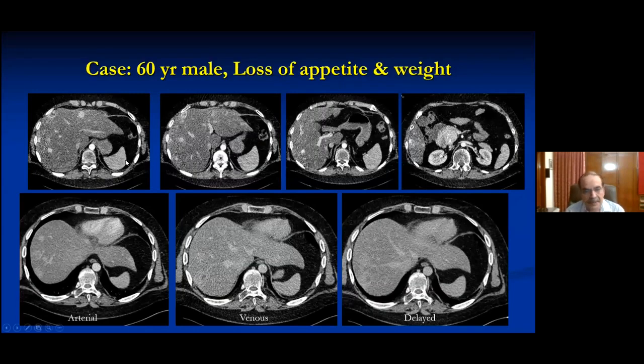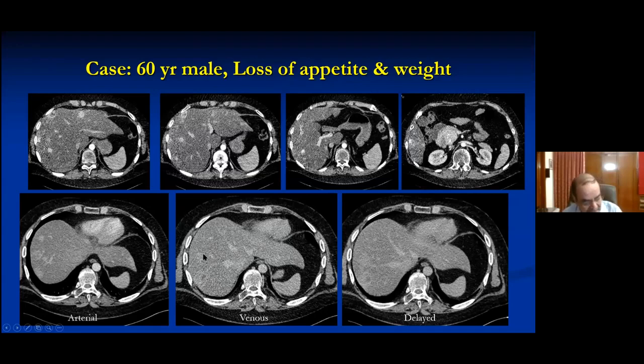This is a patient who has multiple enhancing lesions in the arterial phase. Notice in the pancreas, you have another enhancing lesion in the head of the pancreas with a subtle focus of calcification. There was no endocrine dysfunction. In the venous phase, there was washout from these lesions. And because of the presence of this lesion in the head of the pancreas and no endocrine dysfunction, we diagnosed this as a non-functioning neuroendocrine tumor of the pancreas with liver metastases.